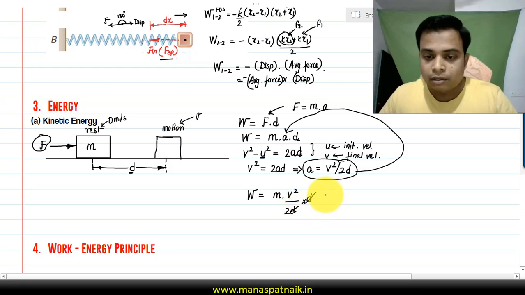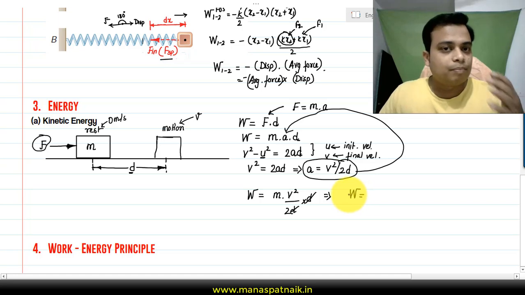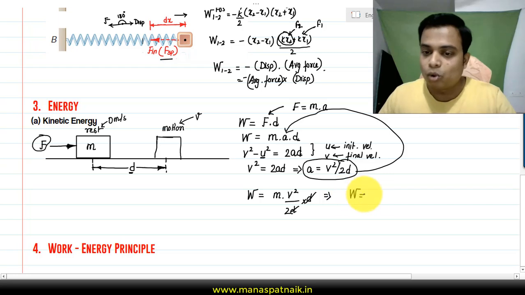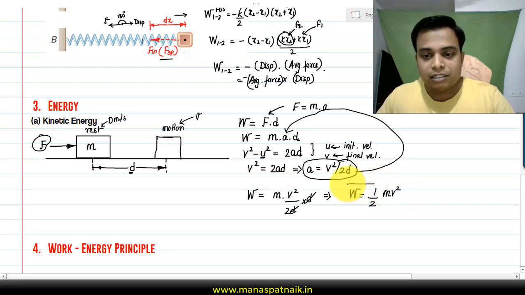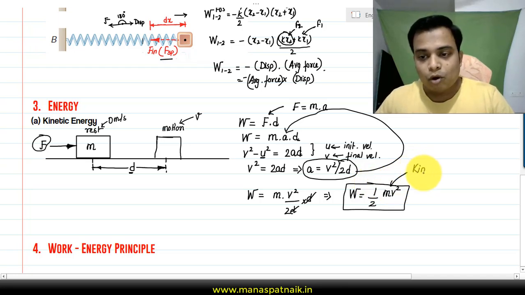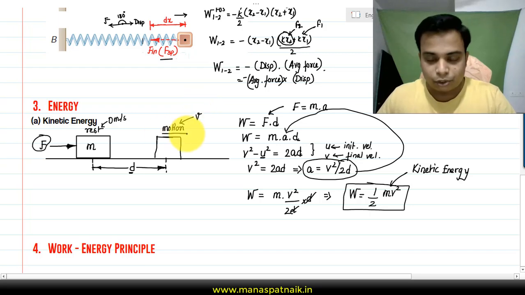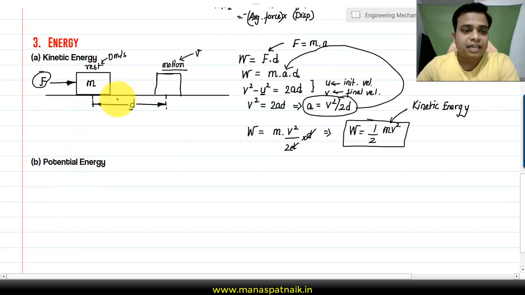d and d cancel out, and here is something very familiar, something we have been studying throughout our 9th grade, 10th grade, and so on. Half of m v square. By definition, this half of m v square is nothing but the amount of kinetic energy of the block in motion. Okay, so that was all about kinetic energy.